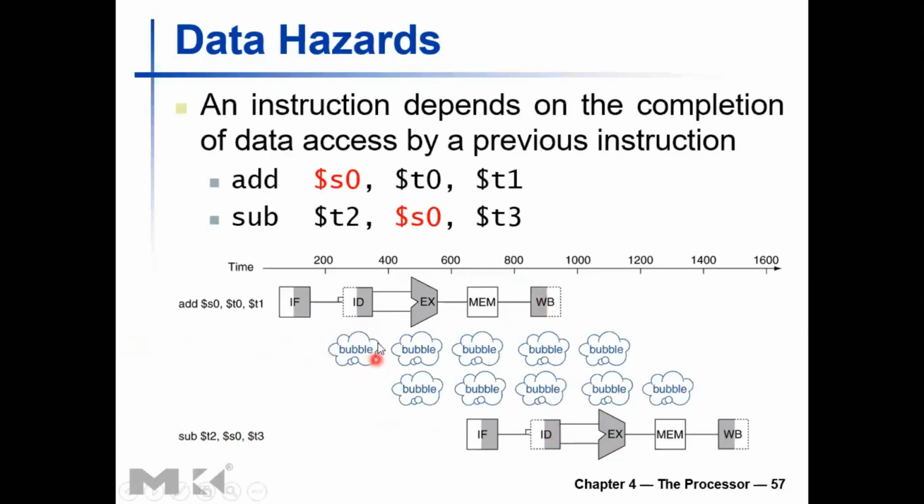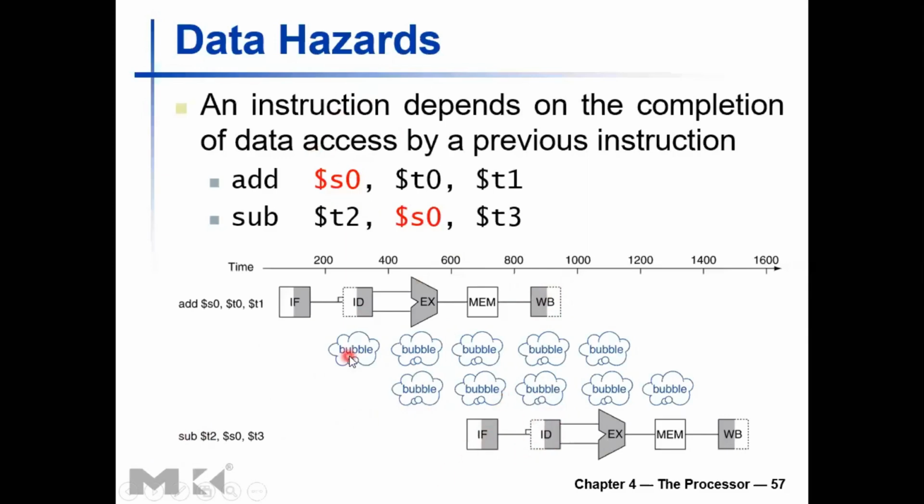If we do fetch the sub instruction here, we will be doing the ID, or the instruction decode, register reading here. And when we read the registers, this S0 will contain an old value, not the up-to-date value. So we will be reading an incorrect value if we fetch the instruction here. So we have to insert two bubbles, so that when we actually fetch the sub instruction here, the correct value in the register named S0 is available for us to read for this sub instruction, right?